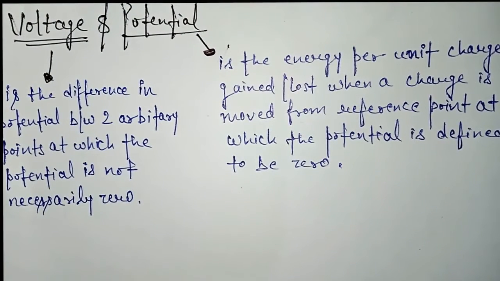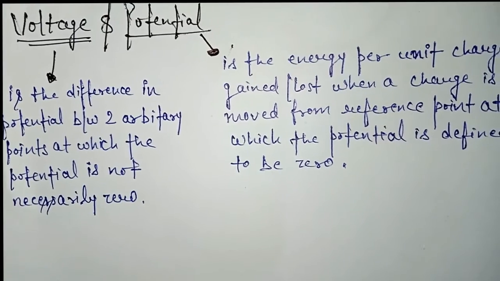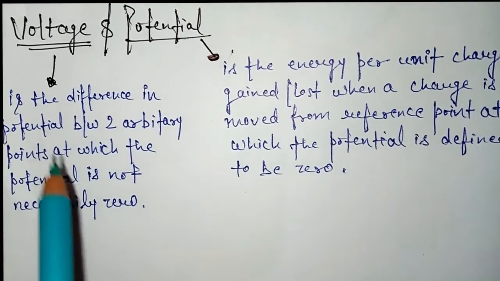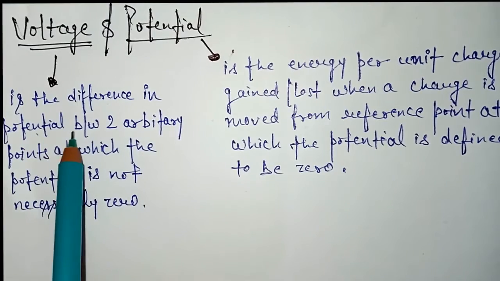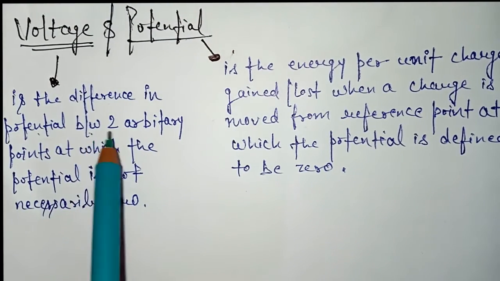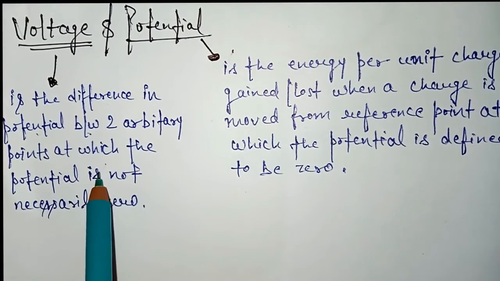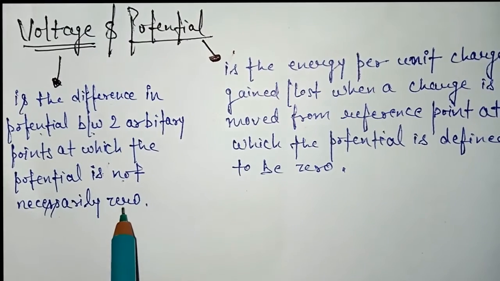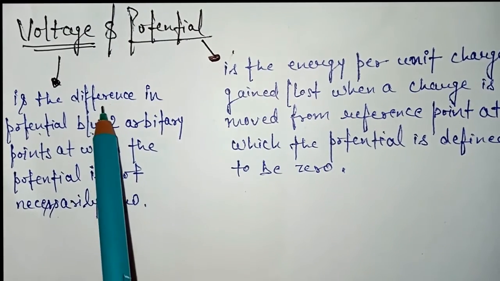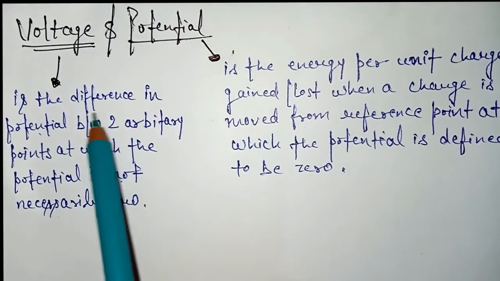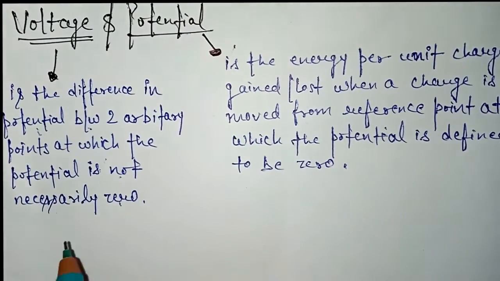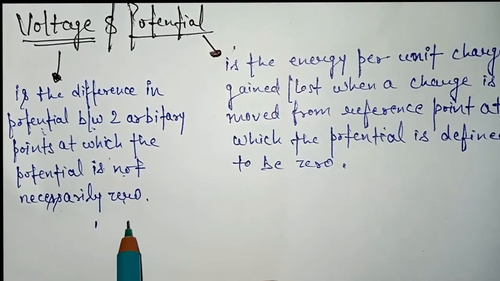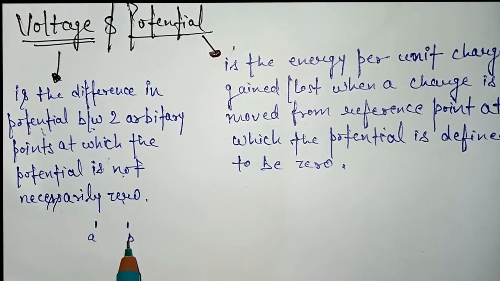In today's lecture, we discuss voltage and potential. Voltage is the difference in potential between two arbitrary points at which the potential is not necessarily zero. That means voltage क्या है? Difference है potential के बीच में. Okay? दो points होंगे आपके पास, say 2 points A और B.